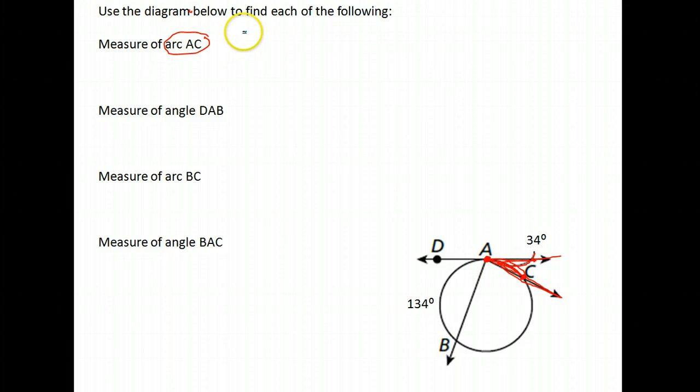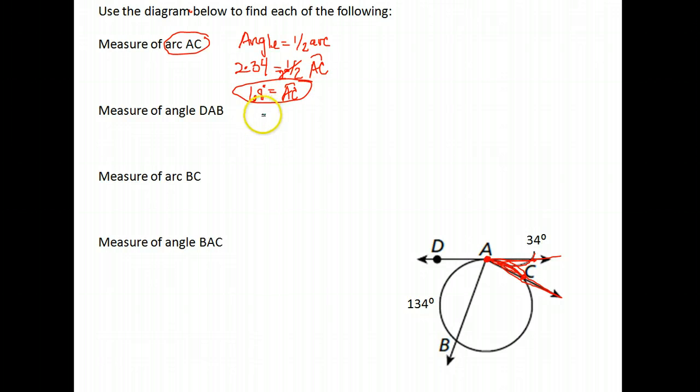So what's our formula say? It says the angle is equal to 1/2 of the arc. The angle is 34 degrees, and we want to know what arc AC is. So we need to solve this for our arc. To get rid of the half, we would multiply both sides by 2, and we have the measure of our arc is 2 times 34. Okay, so the measure of arc AC would be 68 degrees.